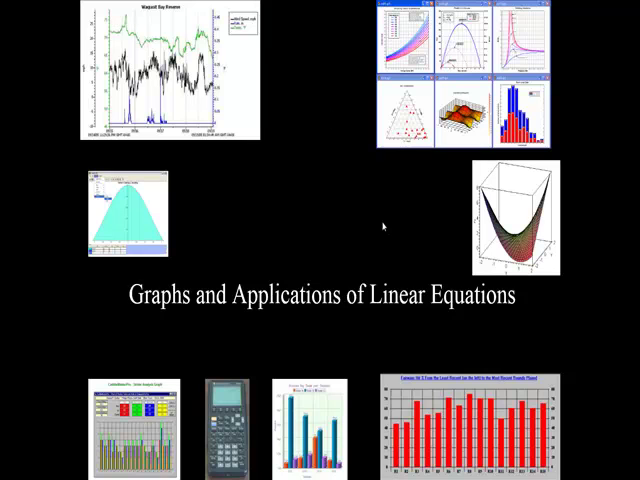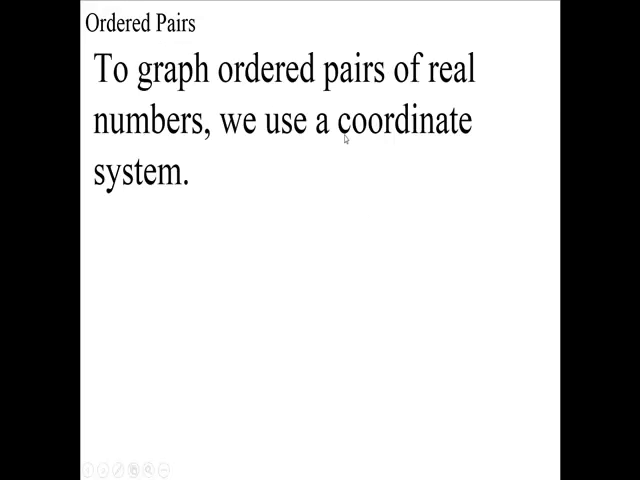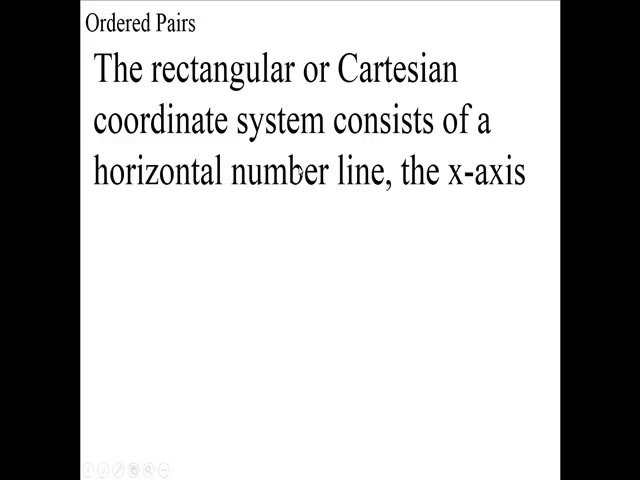Graphs and applications of linear equations. So we're going to talk about ordered pairs. When we graph ordered pairs of real numbers, we use a coordinate system, the rectangular coordinate system or the Cartesian coordinate system. It consists of a horizontal number line.